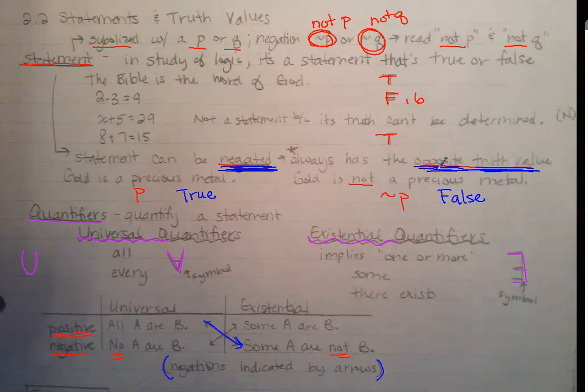So if somebody says all squares are rectangles, that's true. If we negate that, we say some squares are not rectangles. That is not a true statement, right? It is false. So the negations are indicated by your arrows because you're going to come back and reference this probably quite a bit.